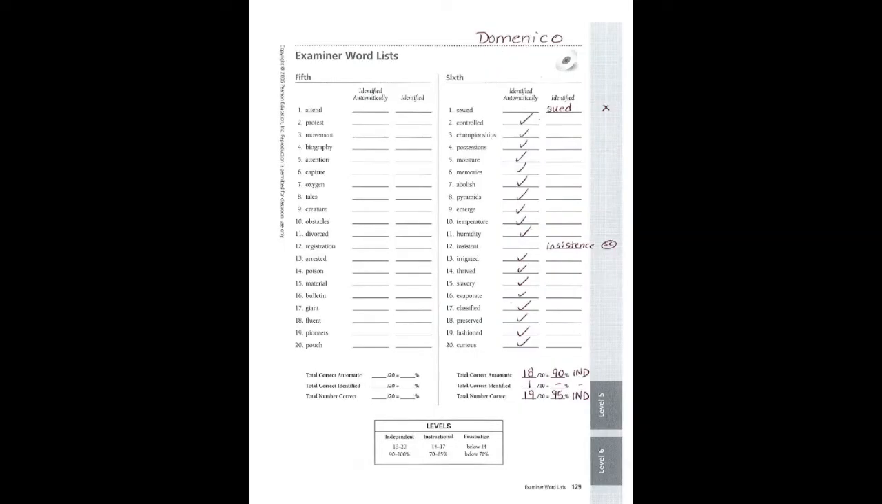To fill in that profile sheet, we need to look at the word list. So if we go down at the bottom where it says total correct automatic and total number correct, we've already filled in our percentages and the passage level. So for the first one, which is the 6th grade passage, we're going to fill in our 90% automatic, independent, and 95% total number correct, independent.